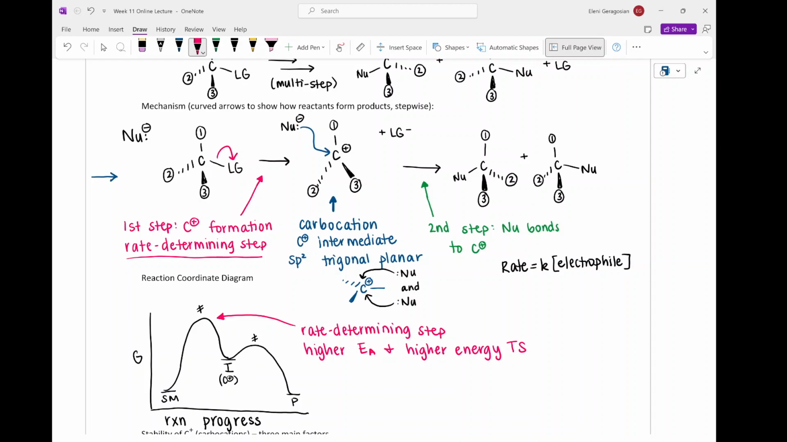So for all SN1 reactions, showing the two steps, because it's a two-step mechanism, the rate determining step is the first step where the intermediate is formed, and that will be the highest energy, highest activation energy and higher energy transition state.